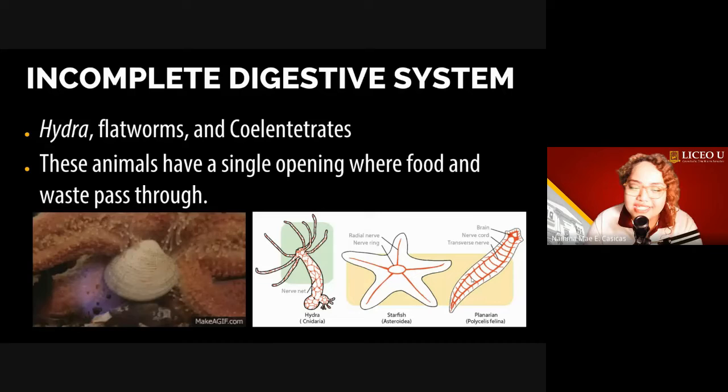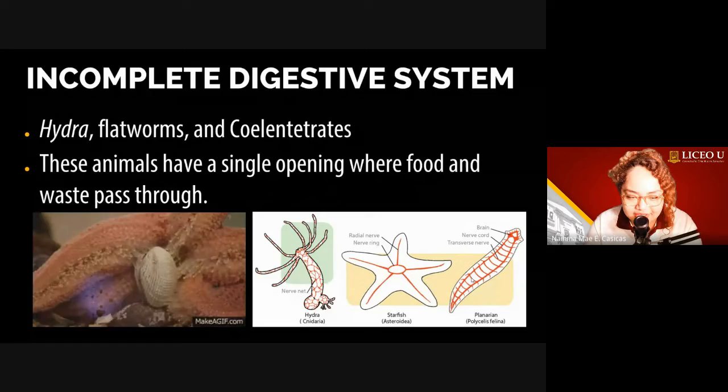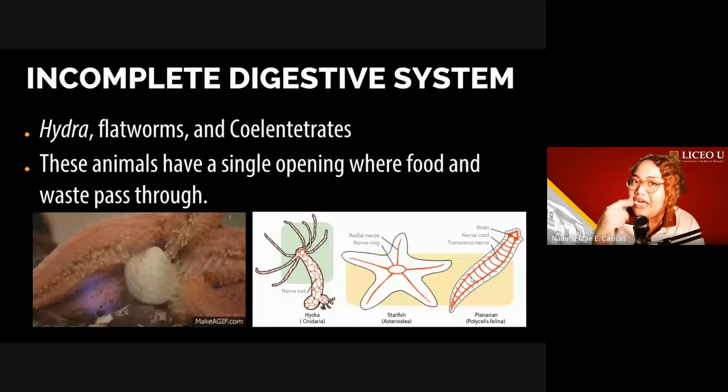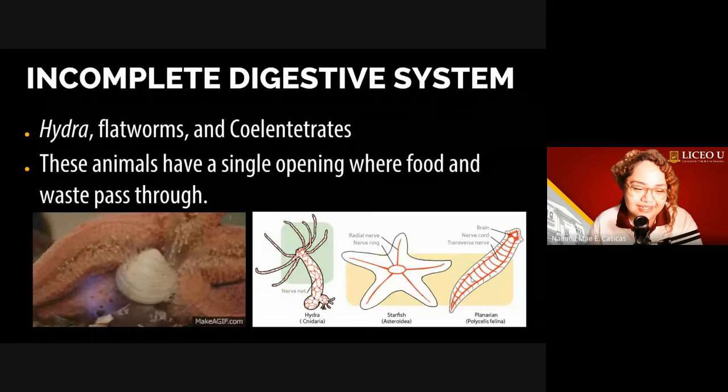When you say incomplete digestive systems, which are basically found in animals like your hydra, your water hydra, your flatworms, and cnidarians, these animals have a single opening where food and waste pass through. Like the sea stars, they only have one opening in the middle. Food goes in through that opening, and their poop comes out through it too. Imagine if we only had one opening.